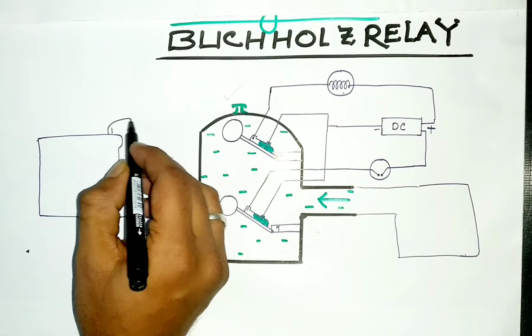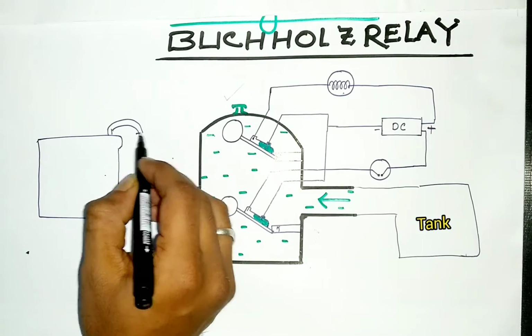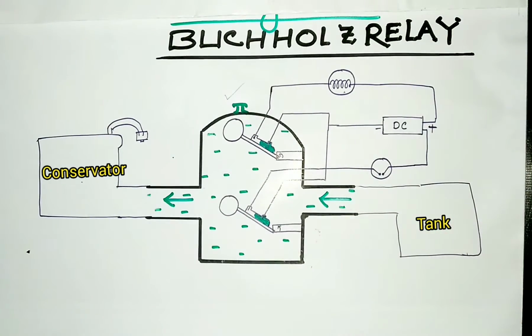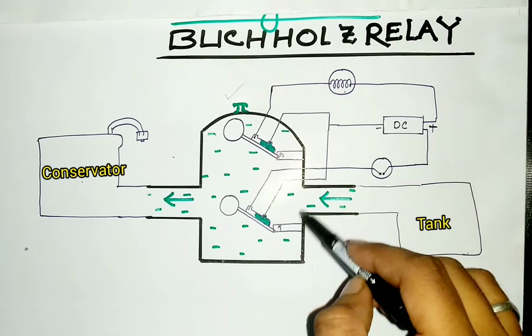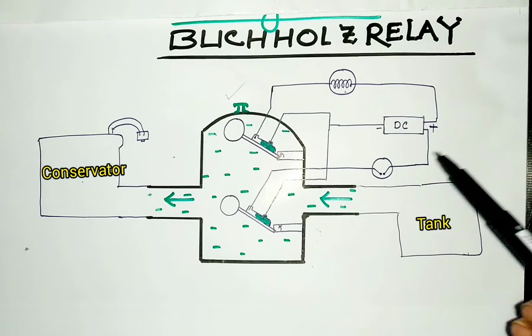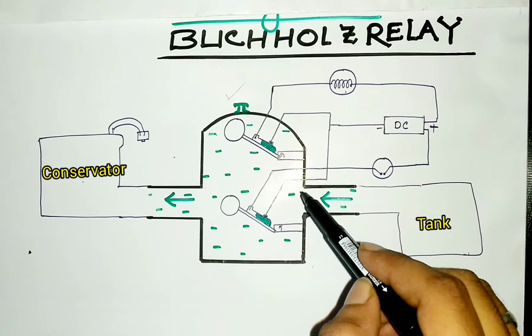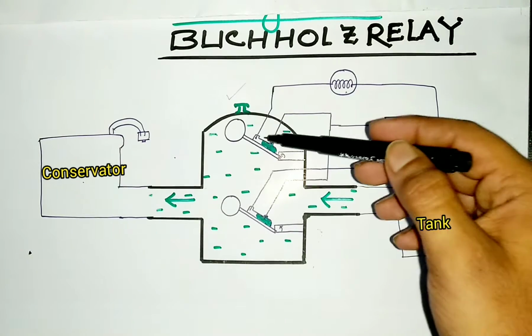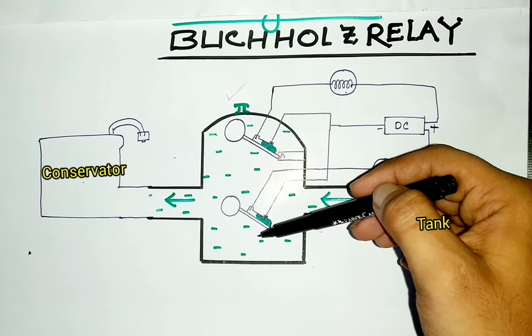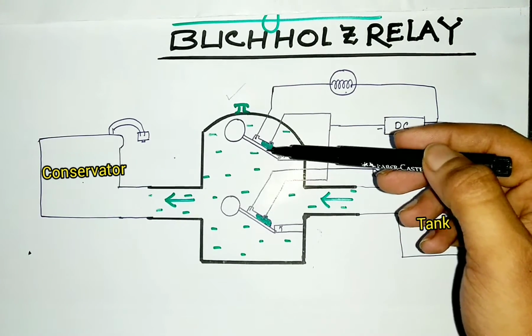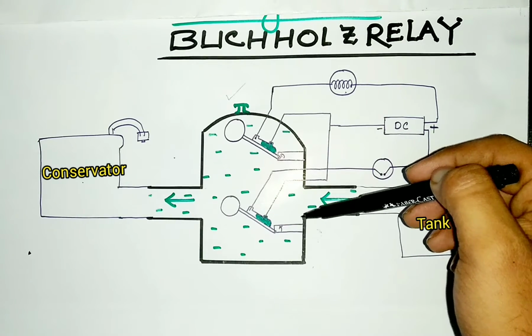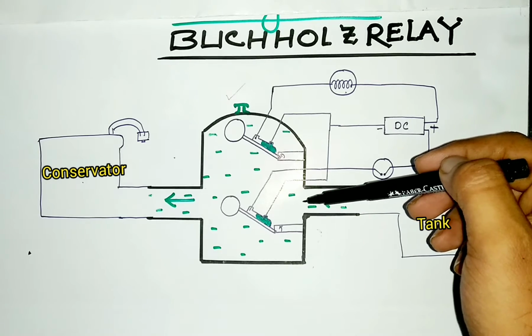And here is a breather. So this is the transformer oil tank and this is the conservator. But the size of the Buchholz relay is comparatively very small. In this case, I have drawn this Buchholz relay in zoom. So there are two float switches which are controlled either by gases produced by excessive heat or by the flow of oil in a faulty condition.